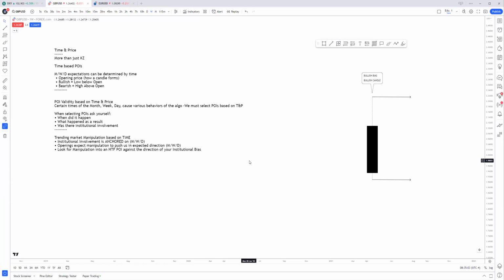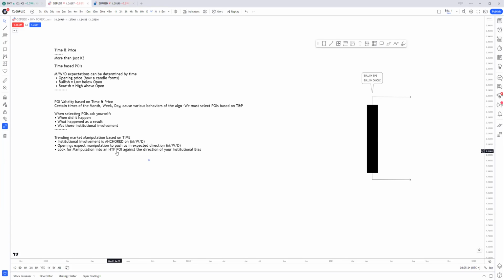At the opening prices, we can expect manipulation against the intended direction to push us in the intended direction, right? Just like I said at the opening, we're expecting some sort of manipulation to the downside, maybe into a higher time frame POI or liquidity region, before pushing us up in the intended direction of our bias, right? So we expect manipulation at the start of daily, weekly, or monthly candles.